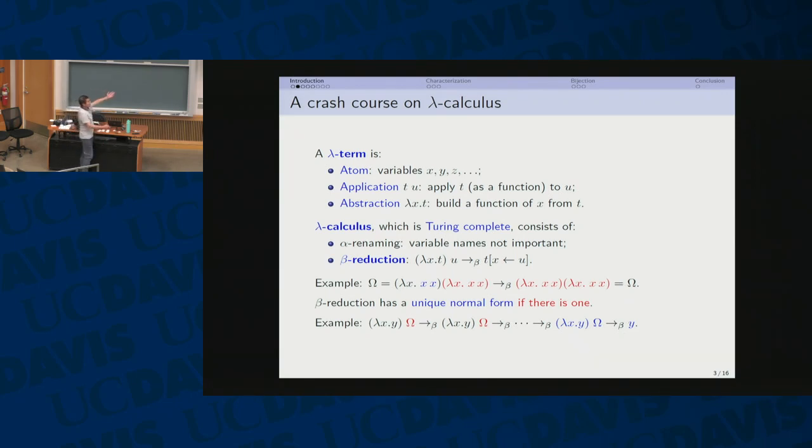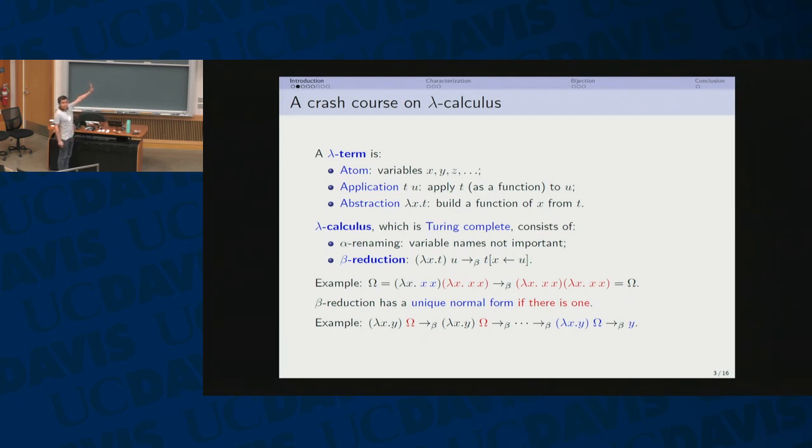Let's take an example. Consider this term omega, which is formed by lambda x dot xx applied to itself. The first part of the application is a function type, so we can do beta reduction: we take the function body xx and replace each x by the parameter. Then it duplicates the parameter and we find omega again.